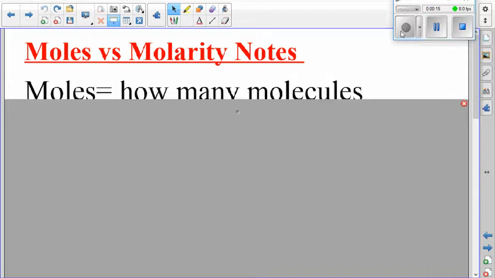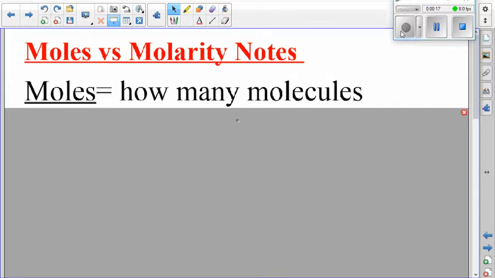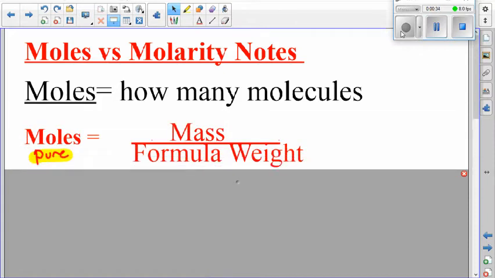As you may remember, moles equal how many molecules of something you have. The mole is a really big number, 6.02 times 10 to the 23rd, and it's such a big number because it counts such small molecules and atoms. And we have this formula, moles equals mass over formula weight. No need to write that down. You probably already know that.